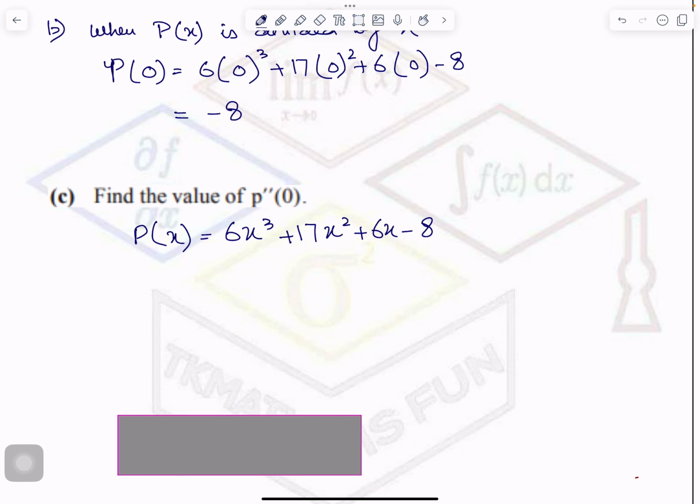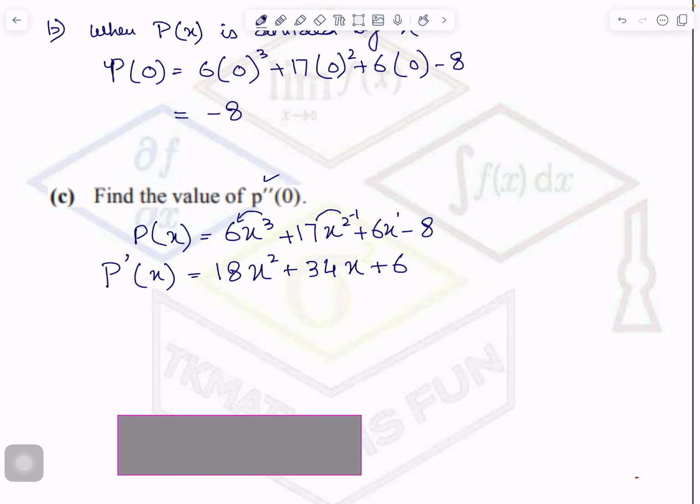Okay, so now when we differentiate, in one of my videos I will explain it to you. A double dash means double derivative, a single dash means single derivative. What we do is multiply the power by the coefficient, 6 threes are 18, and reduce the power by 1. Similarly, 17 times 2 is 34x, because 2 minus 1 is 1. Plus 6, because this is power 1, 1 times 6 is 6, and 1 minus 1 is 0. The constant becomes 0, because it has x to the power 0, and 0 multiplied by 8 is 0.